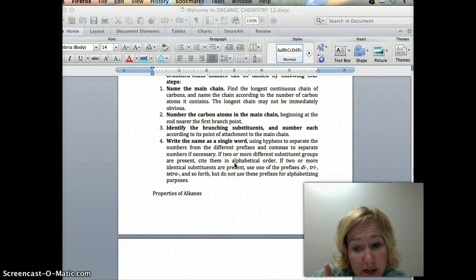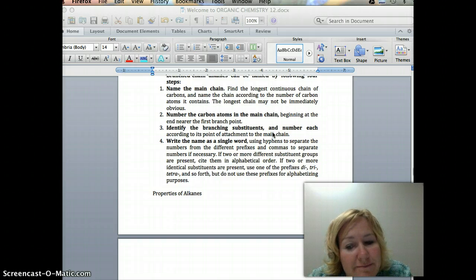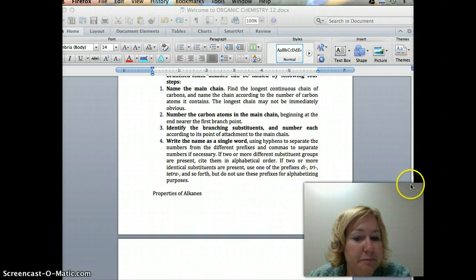So we named the main chain. Number the carbons in the main chain beginning at the end nearest the first branching point. So you want to make that first one the smallest. Identify the branching substituents and number each according to its point of attachment. Write the name as a single word using hyphens. If 2 or more different substituent groups are present, cite them in alphabetical order. If 2 or more identical substituents are present, use one of the prefixes such as di. So dimethyl. Sometimes you'll have 2 methyl groups or 2 ethyl groups. You'll do like 1, 2 diethyl.